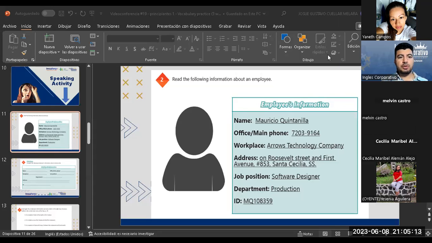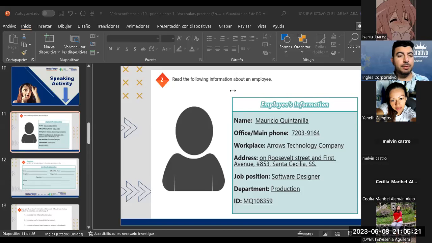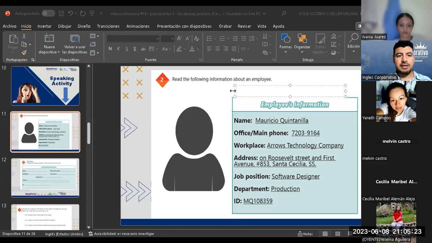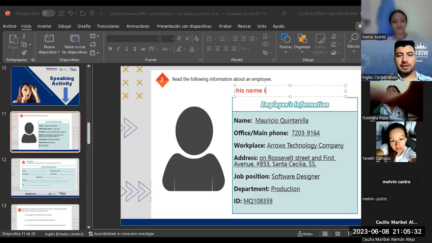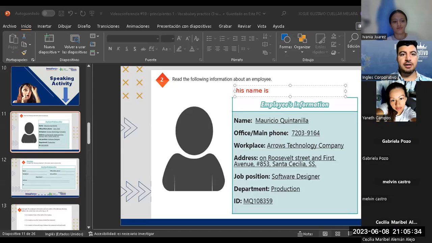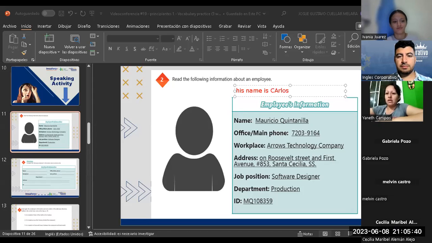Okay, my friends, we're going to report, vamos a hacer el reporte de la información que tenemos, ¿verdad? Siempre utilizando he, she, ¿verdad? Si queremos, vamos a utilizar solo dos tipos de información. Por ejemplo, his name is, si es compañero, ¿verdad? His name is Carlos. Okay.